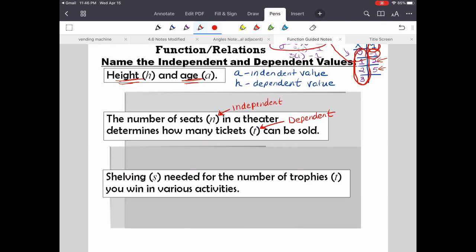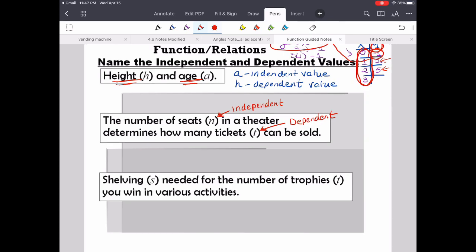All right, in the last example here, we're looking at shelving, S, needed for the number of trophies you win in your various activities. Is shelving going to be dependent on trophies, or are trophies going to be dependent on shelving? I would definitely say for this one that the amount of shelving is going to be your dependent variable, depending on the number of trophies. So you've got your independent value, the number of trophies.